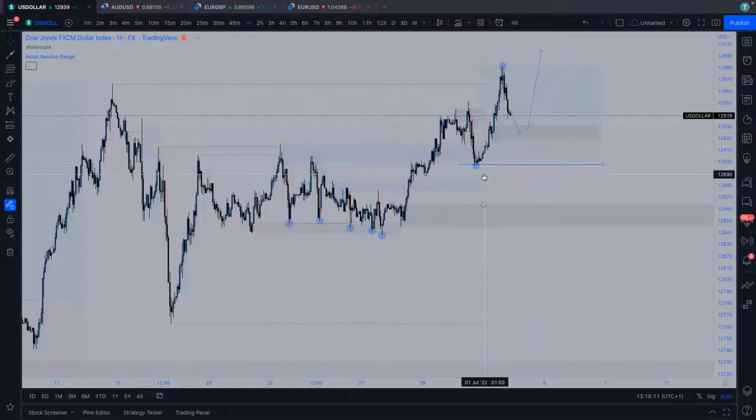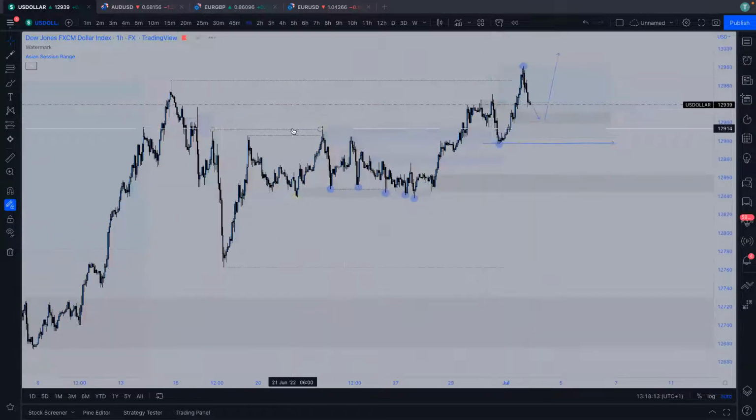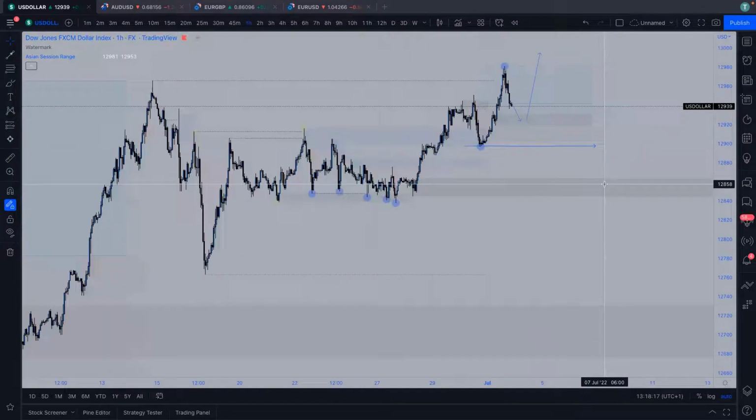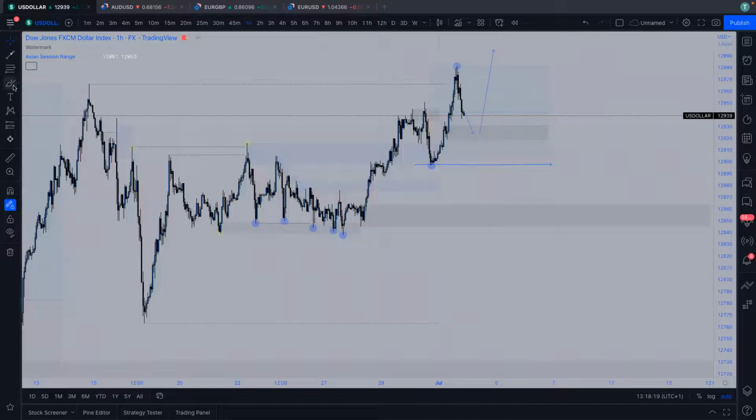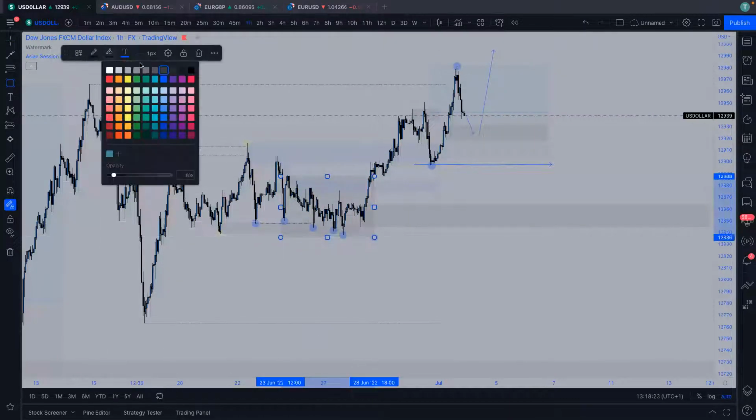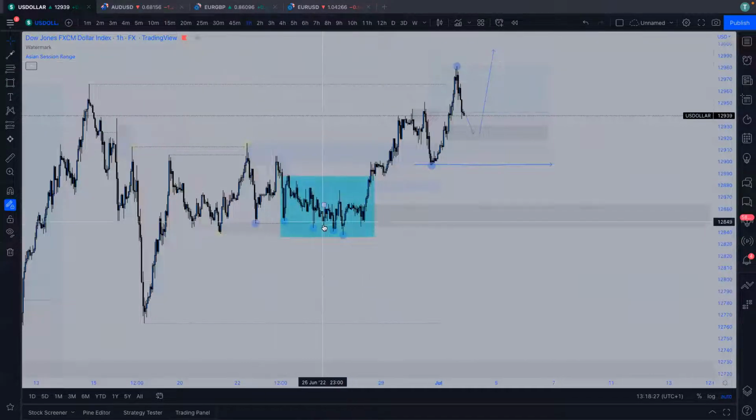Reactions from either one of these levels, if we do break, which we probably could because we didn't get a daily closure, we could in fact see that lower downside movement. But really simple. Going in last week, accumulations in here, accumulations, and then we pushed higher.